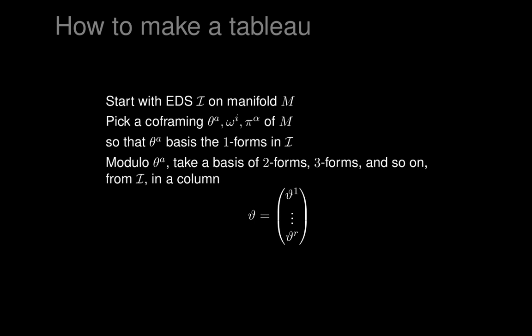That's dealt with in the lecture notes, but for this lecture, let's suppose that, as in our examples, there is always some choice of basis for the two forms, a basis for the three forms, and so on. And we put them down in a column of thetas, bar thetas. I have to apologize to the Greeks for this, but we're going to distinguish theta and var theta as if they were different letters. The theta is in our basis of one forms, and then the two forms and three forms and so on from our exterior differential system, we're writing as these squiggly var thetas, which we think of as a different letter.